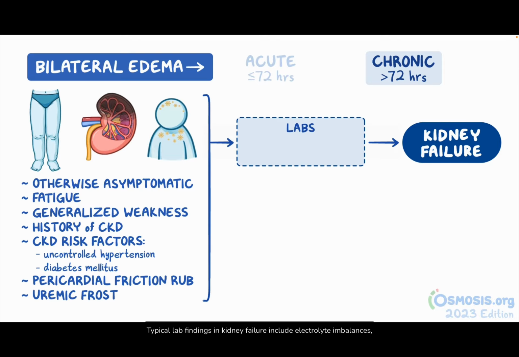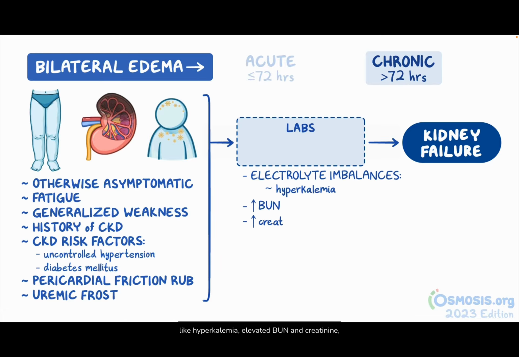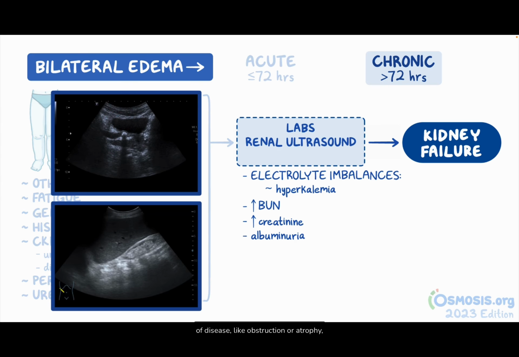Typical lab findings in kidney failure include electrolyte imbalances like hyperkalemia, elevated BUN and creatinine, and albuminuria. That's if the kidneys are still producing urine. Renal ultrasound may reveal clues to the underlying cause of a disease, like obstruction or atrophy, but a biopsy of the kidney is required to pinpoint the cause.